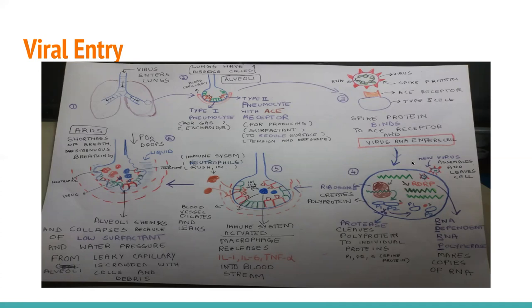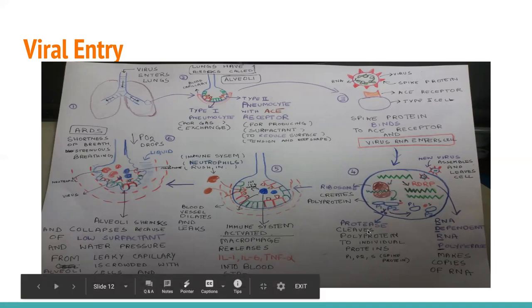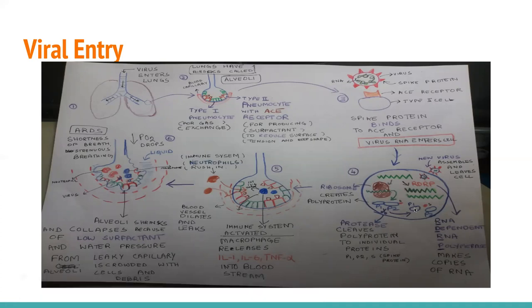Now, when it enters the cell, as you see, two things are happening. It uses the RDRP, the RNA-dependent RNA polymerase, to make more of the RNA. And then it uses the ribosome to make this polyprotein, P1, P2, like this long chain. Then there's a protease that cleaves this polyprotein and creates P1 and P2. So you've got the RNA, you've got the proteins, and you've got everything you need to package the virus, and you make more packets of the virus, and these viruses start leaving the cell.